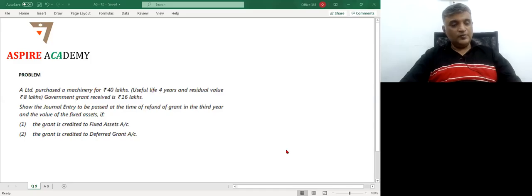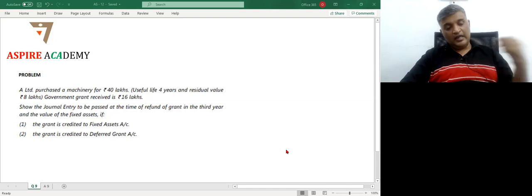We'll now move on to the next problem. A Limited purchased a machinery for 40 lakhs, useful life 4 years, residual value 8 lakhs, government grant is 16 lakhs. Show the journal entry to be passed at the time of the refund of the grant in the third year, and the value of the fixed asset, if the grant is credited to the fixed asset account and if the grant is credited to the deferred grant account.